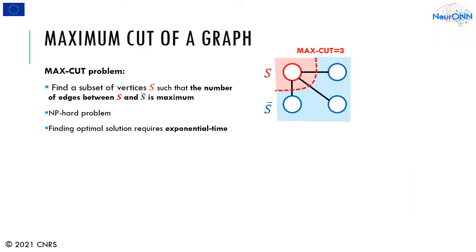In this video, we are going to see how to find the maximum cut of a graph using coupled oscillators. The objective is to find a subset of vertices S such that the number of edges between S and its complementary S bar is maximum. Max cut is an NP-hard problem, and finding an optimal solution requires exponential time.